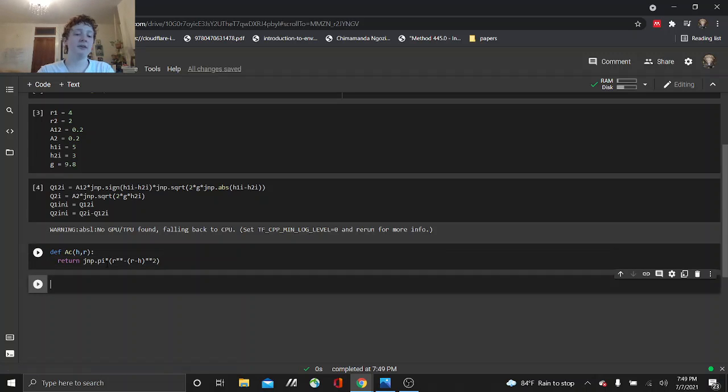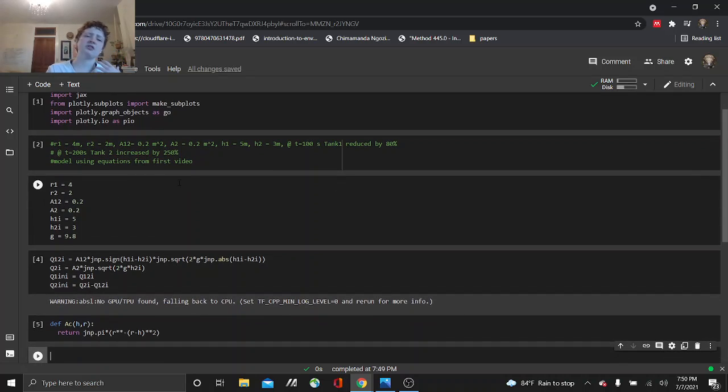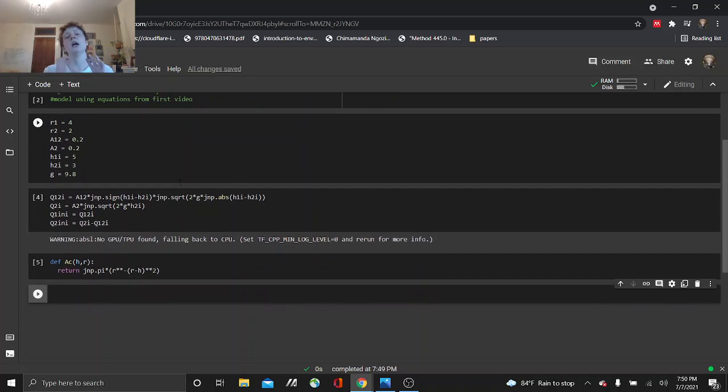Okay, now we've got all these bits and pieces. We've essentially solved for the flow rates using the initial heights that we've been given. And now we're going to use that differential equation that we were able to solve for in my first video to create a model and look at the change in heights of these tanks as the flow rate changes. Like we said up here, we're going to reduce tank 1's flow rate by 80%, and tank 2's is going to be increased by 250%. And we're going to look at all of those changes with respect to time.